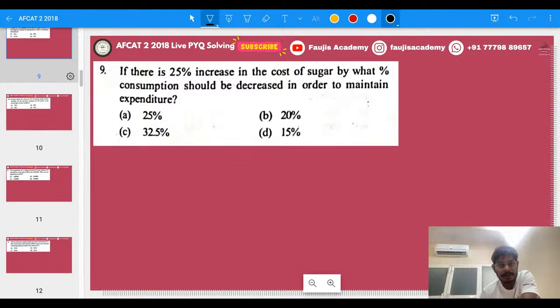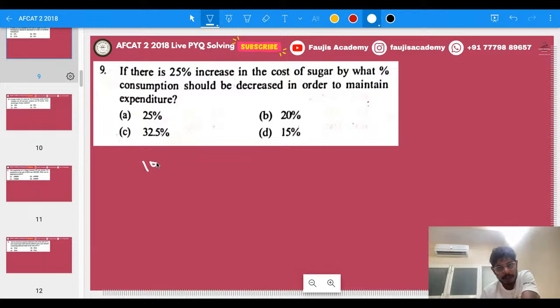If there is a 25% increase in the cost of sugar, by what percent should consumption be decreased in order to maintain the expenditure? How should the expenditure be adjusted, guys? Even before solving the question, everybody knows the answer is 20. But let's just try to understand.